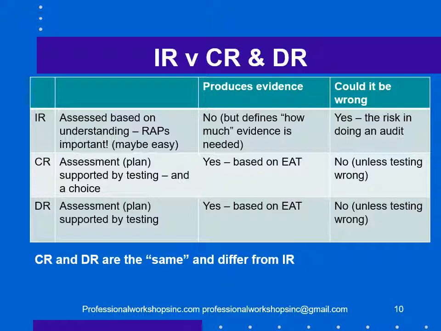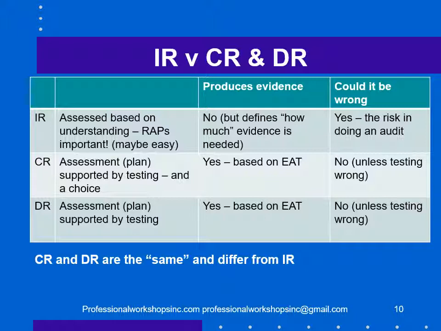Could the assessment of inherent risk be wrong? Yes. That is the risk in doing an audit. We're going to try our best with our risk assessment procedures, but if we assess inherent risk based on well-done risk assessment procedures as low, we're going to do little audit work, and we're probably not going to find the problem if there is one. Control risk and detection risk, I think, are kind of the same. We assess them in the plan, and we support our assessment by testing. Control risk we support by testing controls. Substantive risk or detection risk we support by doing substantive procedures, including analytical procedures.